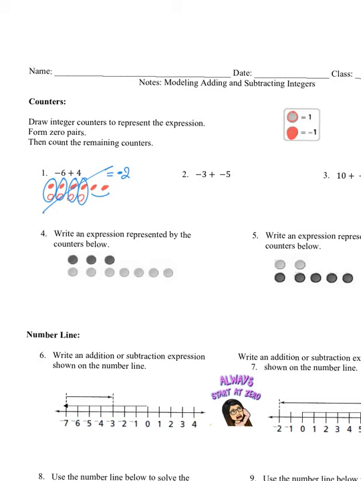Number 2, negative 3 plus negative 5. Negative 3, I need 3 shaded circles. And then negative 5, I need 5 shaded circles. So we don't have any zero pairs. We don't have any positive numbers. So this will be all your answer. Negative 3 and negative 5 will be negative 8.